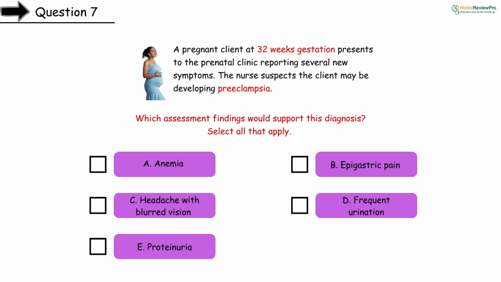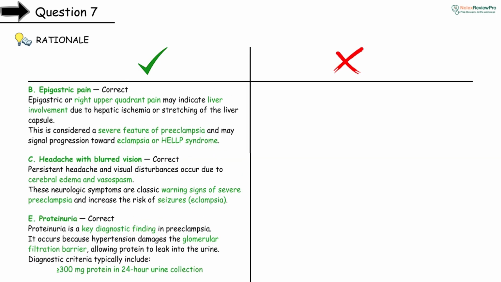The correct answers here are Option B, Option C, and Option E. Let's look into the rationale behind the correct options. Option B, epigastric pain. This is a very important warning sign. Epigastric or right upper quadrant pain can indicate liver involvement, often due to stretching of the liver capsule or hepatic ischemia. This is considered a severe feature of preeclampsia and may signal progression toward HELLP syndrome or even eclampsia.